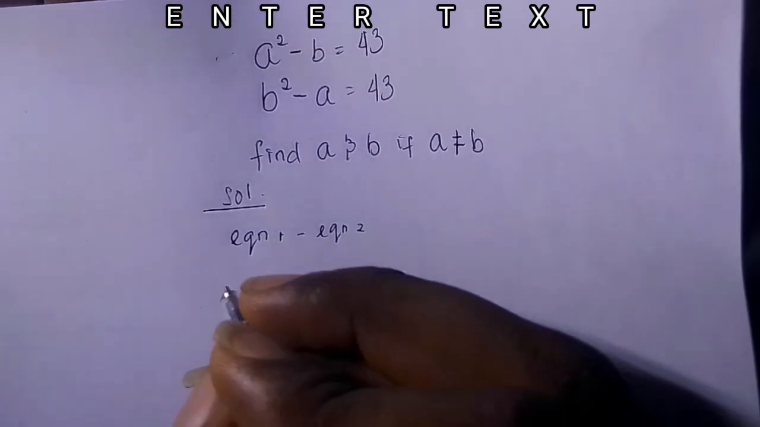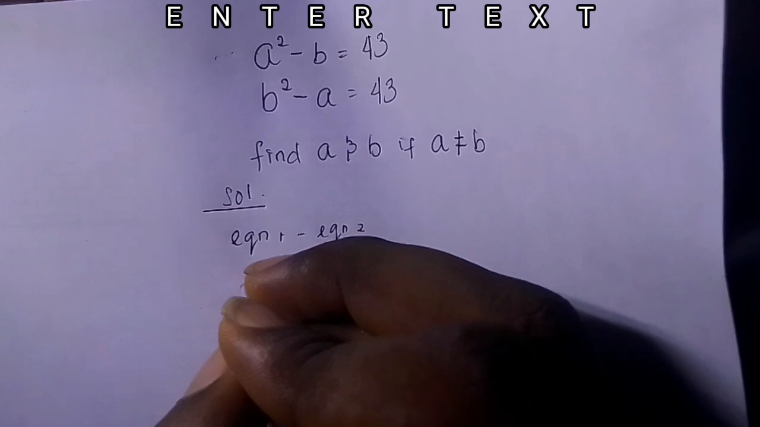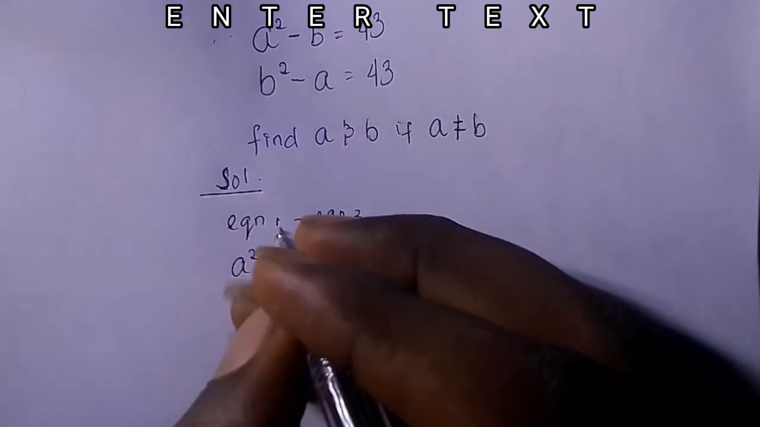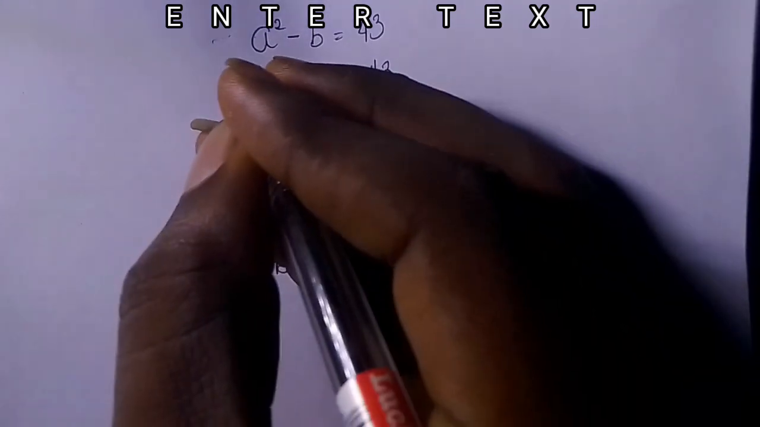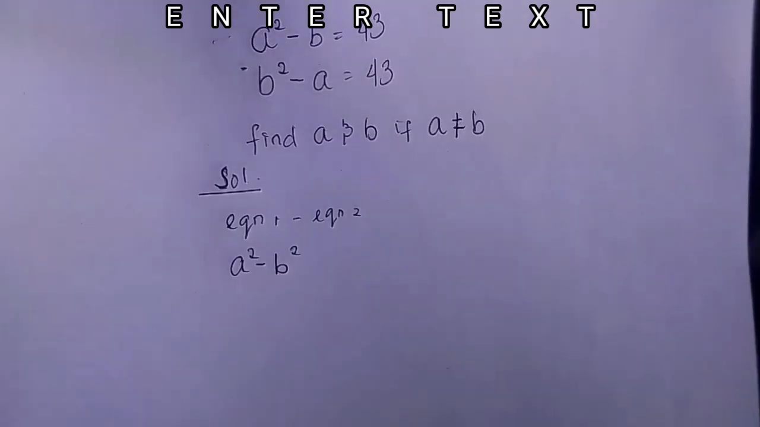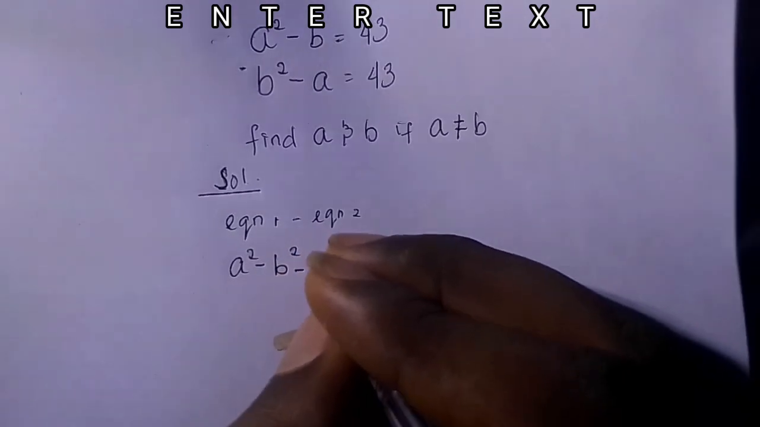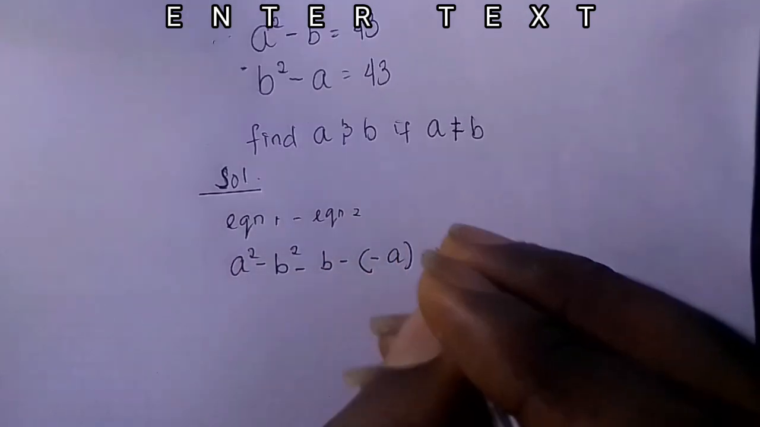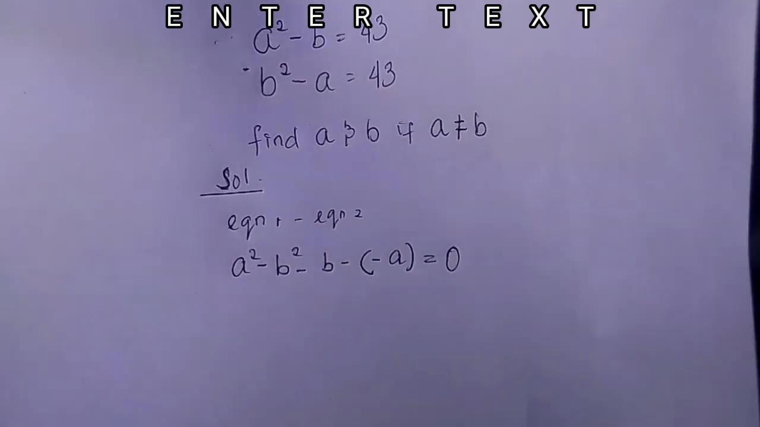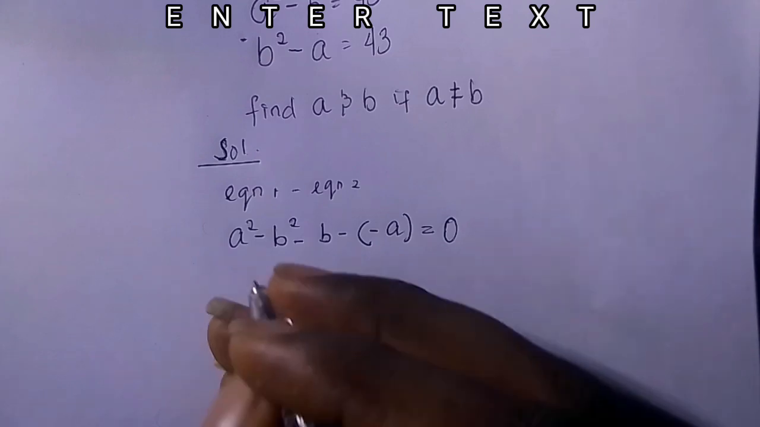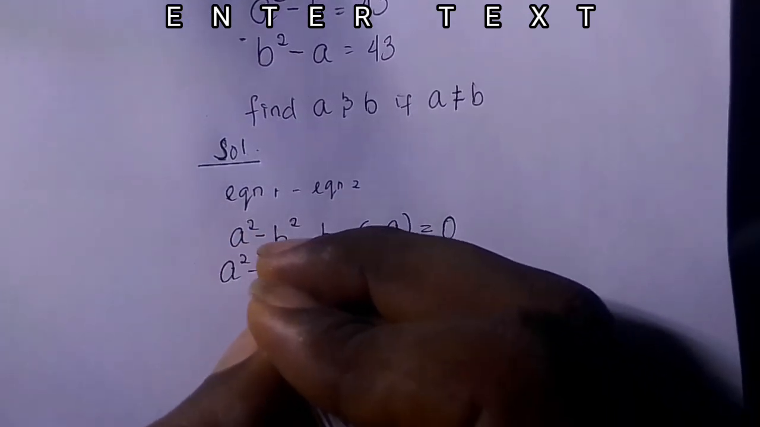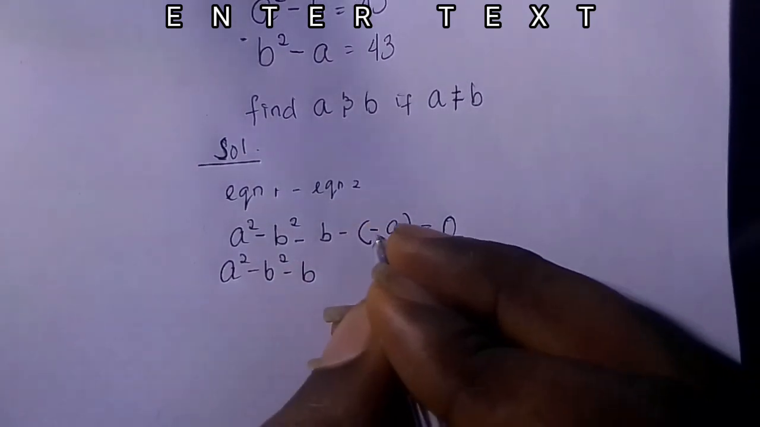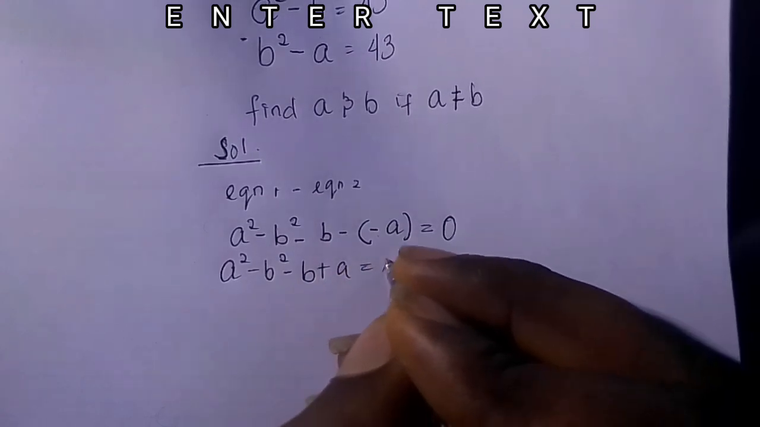So let's subtract them. So we have a squared minus b squared, right? So equation 1 minus equation 2, a squared minus b squared. Then we say minus b minus a equals 43 minus 43 gives us 0, right? So what's the next thing for us to do? We have a squared minus b squared, minus b, minus times minus is plus, a equals 0.